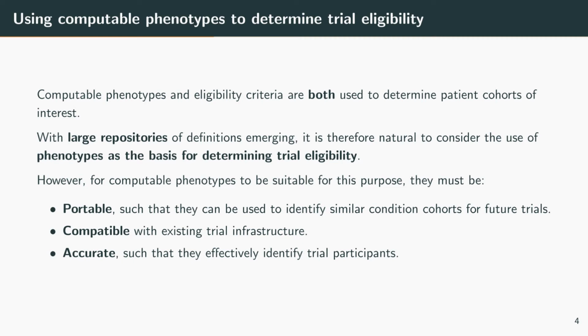Computable phenotypes should be compatible with existing trial infrastructure. They should be able to plug in and be used to determine eligibility in existing systems. And finally, and of course most importantly, they should be accurate. So they should accurately identify patients that are eligible for a trial.